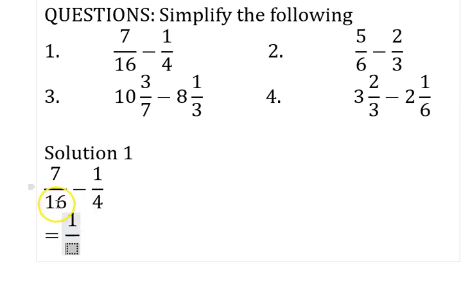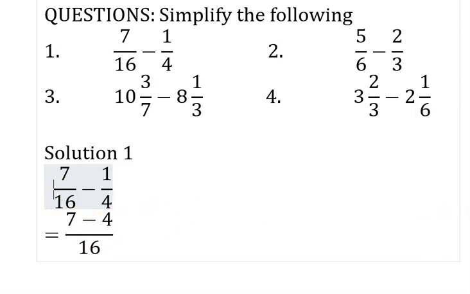Now, the LCM of 16 and 4 is 16. If you look for the LCM of 16 and 4, it is going to give you 16. Now, how many times will 16 go in 16? That's just 1. 16 in 16 will give you 1. That 1 times this 7, 1 times 7 will give you 7. Minus, we have minus here. How many times will 4 go in 16? That's 4 times. That 4 times 1 here will give you what? 4. It is as easy as that.